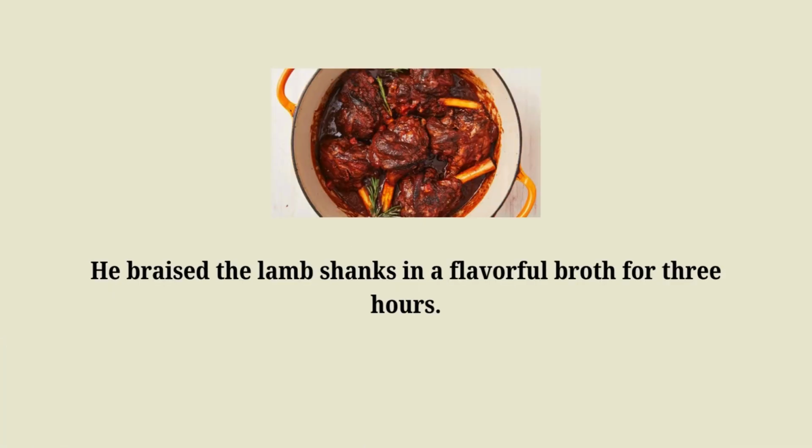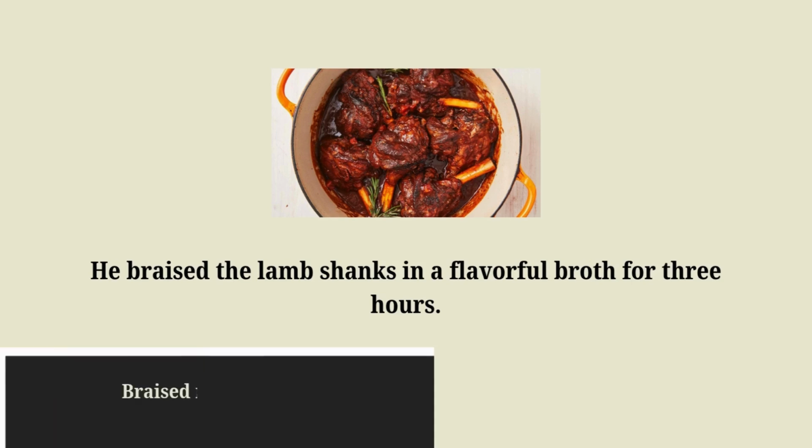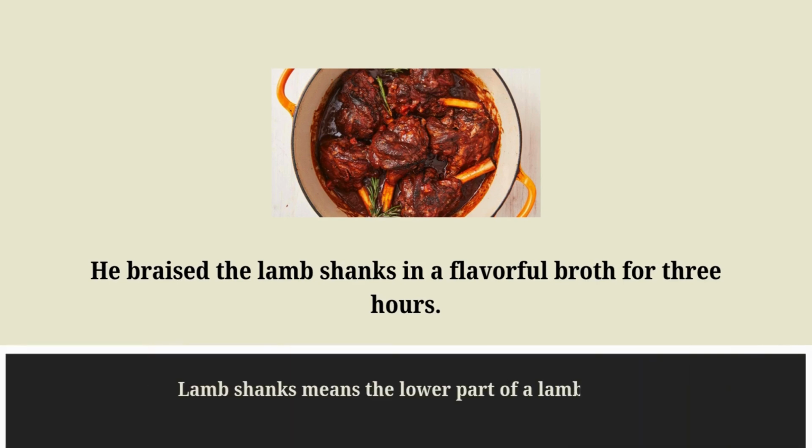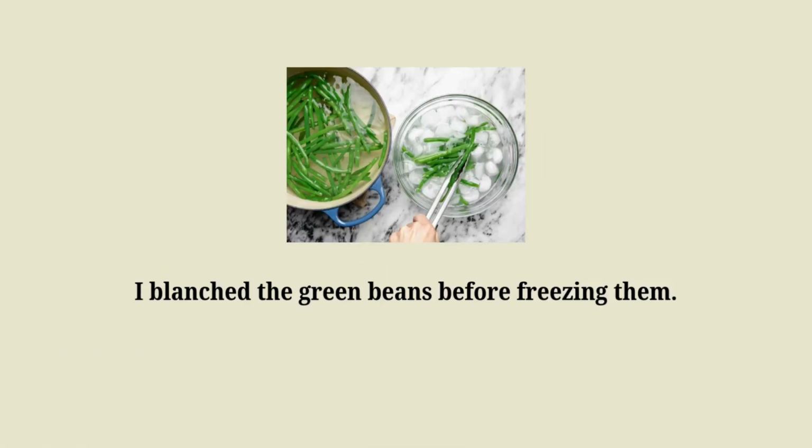He braised the lamb shanks in a flavorful broth for 3 hours. Braised means cooked meat slowly in a small amount of liquid. And lamb shanks means the lower part of a lamb's leg. I blanched the green beans before freezing them.